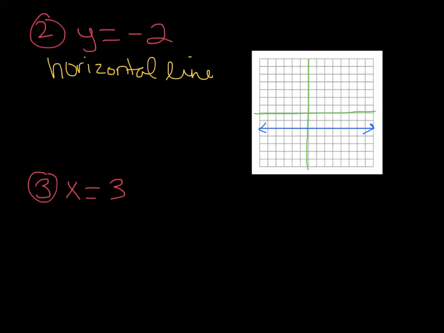Based on what we know from the previous lesson with slope, if you have a horizontal line, the slope is 0. The other thing that's kind of interesting is that if you think about it, our y-intercept is the place where we touch the y-axis, which is right here at negative 2.